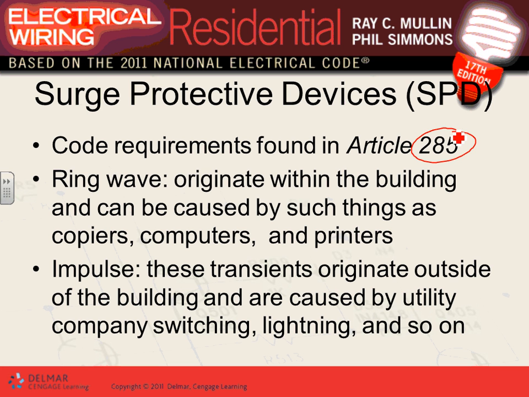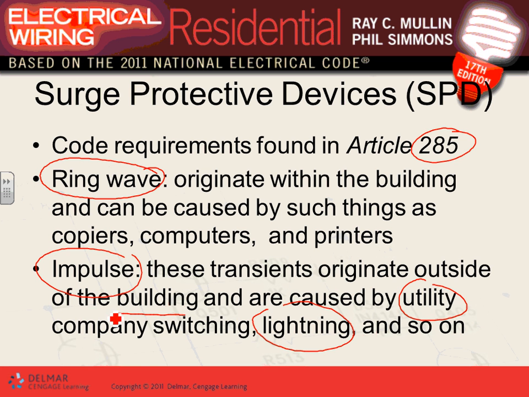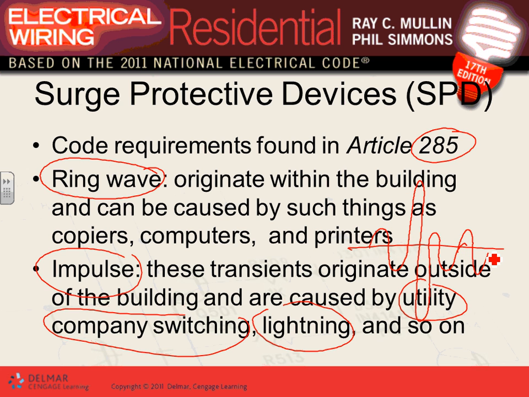Surge protective devices, guys, are supposed to protect you from surges. There are two types of surges. The first one is the impulse. Lightning will give you an impulse. Electrical utility switching will give you an impulse. A transient, an impulse, like we said: the voltage comes in normally, then goes very high, and comes back all the way down here. Can you guys see that? This is my impulse, and that will burn your equipment.